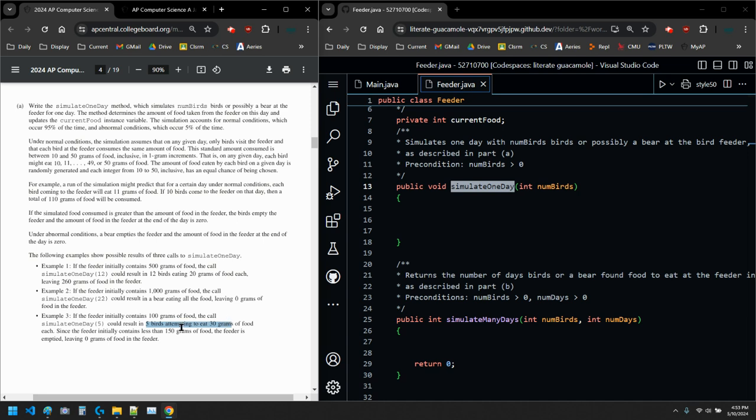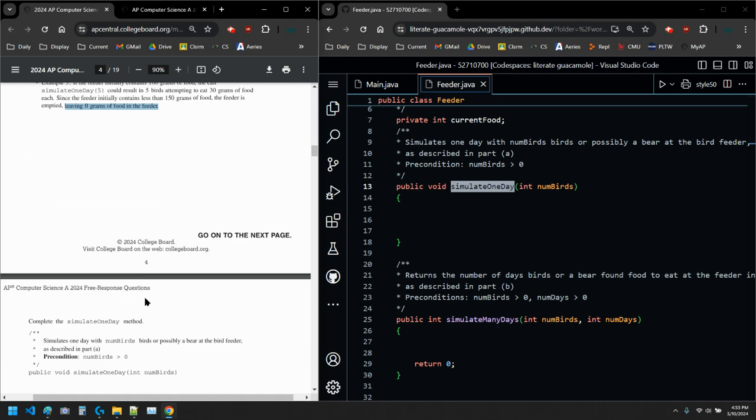Since the food is empty now, 100. There's 100, and I want to try to eat 150. Some birds don't get their full amount, I guess. Too bad for them. But either way, it's going to be 0 at the end.